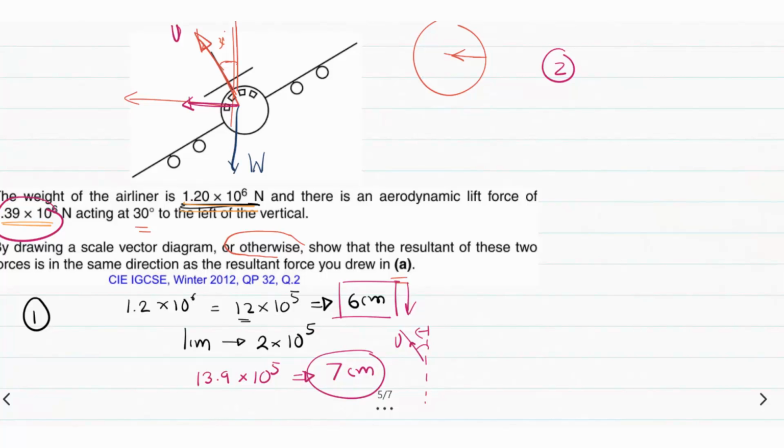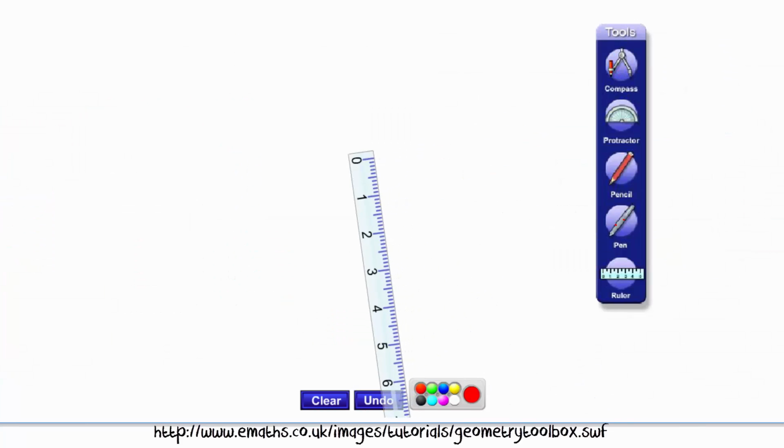The second step is to draw those vectors in adjacent sides. So that's one of my vectors. That's W, the weight, which happens to be 6 centimeters, and that's my vertical line. I'm going to measure 30 degrees from here, and I'll draw an uplift vector of 7 centimeters. Okay, now the third step.